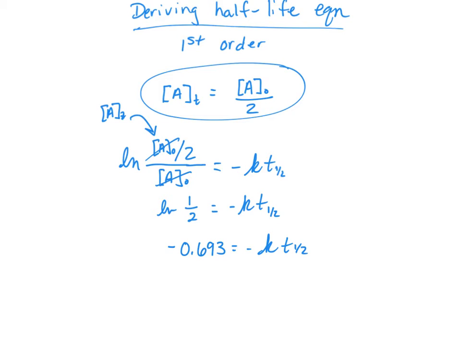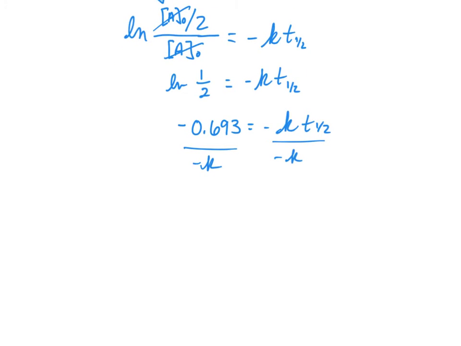And so to find the half-life, or the time required to go from an original concentration to half that concentration, we're going to divide both sides by minus K. And so T 1/2 is going to be equal to 0.693 divided by K. And this is for first order integrated rate laws, or first order reactions.